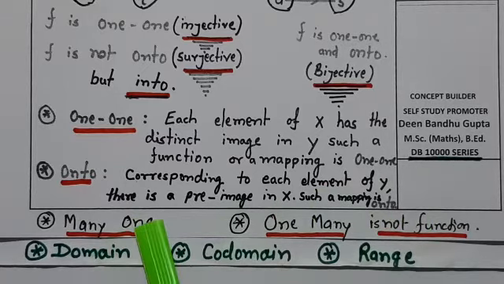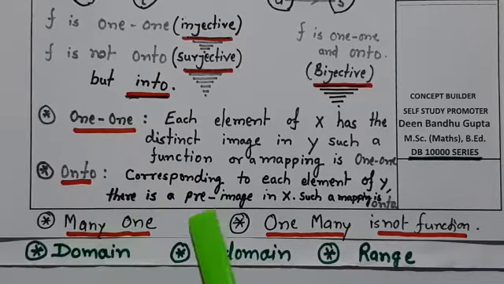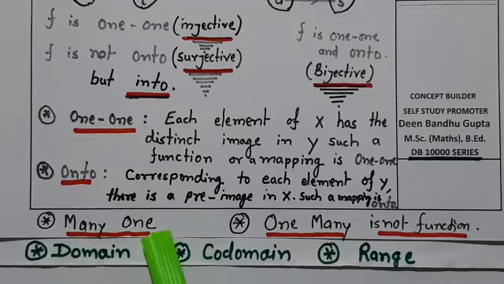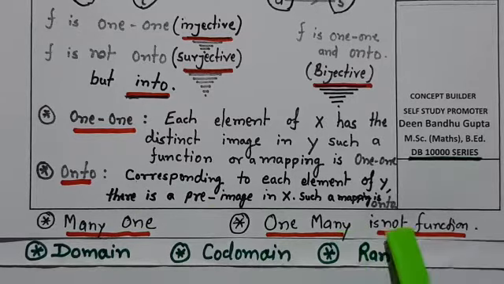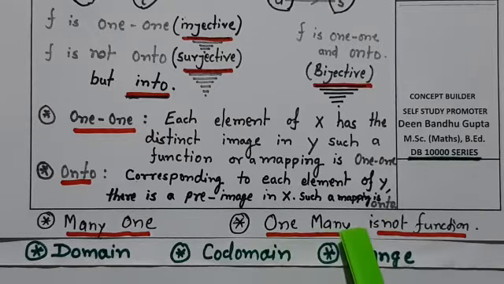Many one. If two or more than two elements have one image in y, two elements of x will have one image in y, that is known as many one. Two or more than two. This is also a function. Many one is also a function. And one many, it is not a function. One element of x will have two or more than two images in y, that is one many, is not a function.